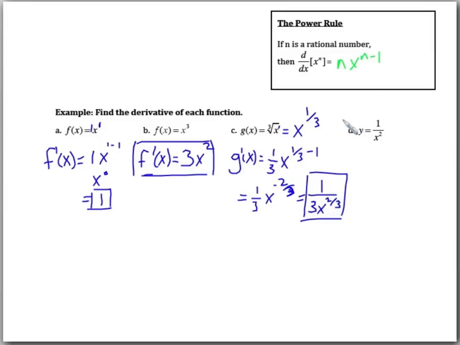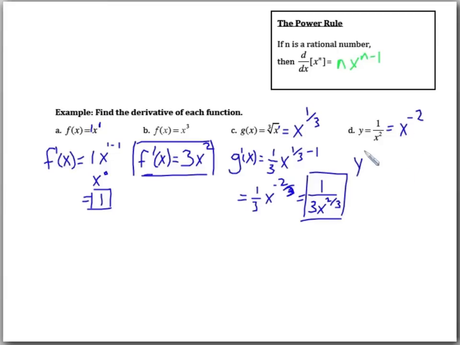All right, for letter D, here we have 1/x squared. Again, we want to get this in the form x to the nth power. So this really becomes x to the negative 2. So we just flip it into the numerator and then change the exponent to negative.